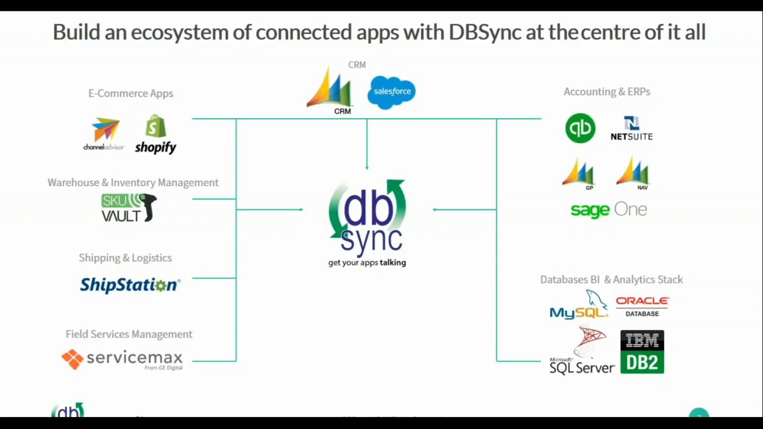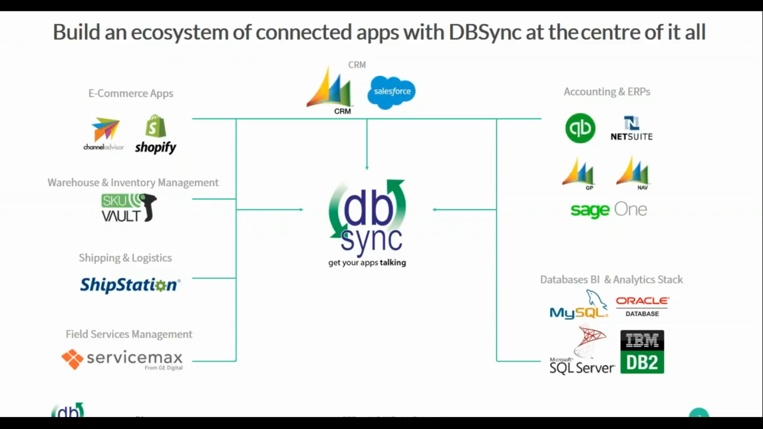So DBSync can be leveraged to integrate your entire e-commerce operations, right from auto fulfillment for applications like Channel Advisor and Shopify, which are directly integrated with your online marketplaces like Amazon, eBay, Jet, Walmart, and so on. Leverage DBSync to integrate your auto fulfillment systems like Shopify and Channel Advisor with inventory management or warehouse management solutions like SKUWall. Integrate your shipping and logistics, and have your entire e-commerce shipping and logistics taken care of via ShipStation.